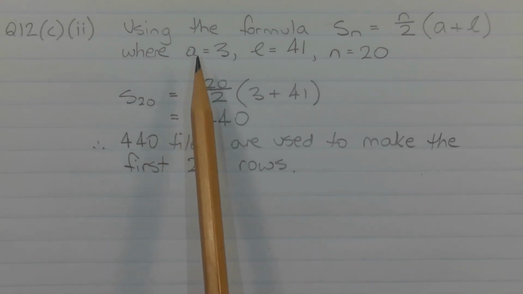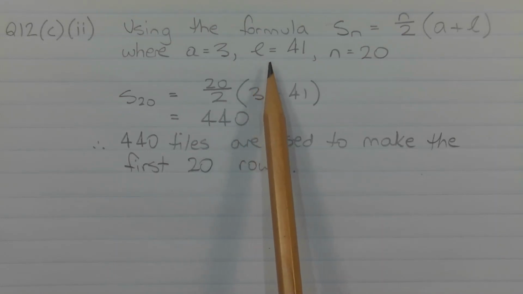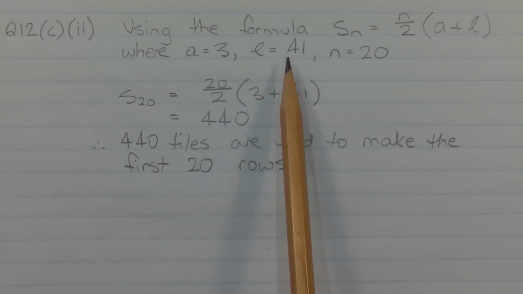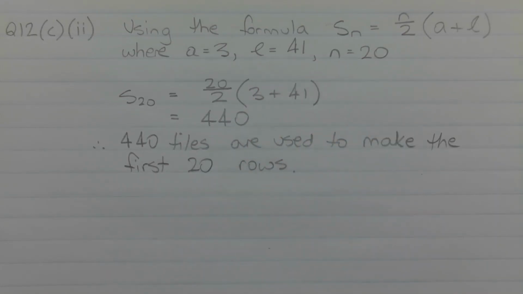So in this case, A equals 3, L equals 41 that we found in part 1, and n is equal to 20, since we're interested in the sum of the first 20 terms of this arithmetic series. So S20 is equal to 20 over 2 times (3 plus 41). So that's going to be 10 times 44, which equals 440. Therefore, 440 tiles are used to make the first 20 rows.